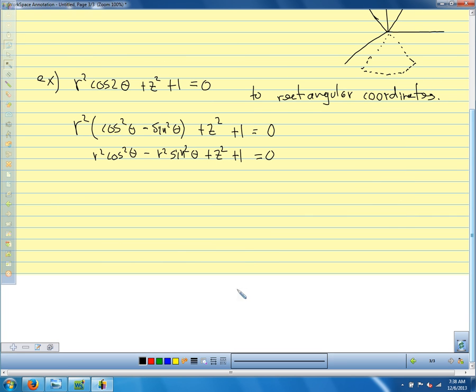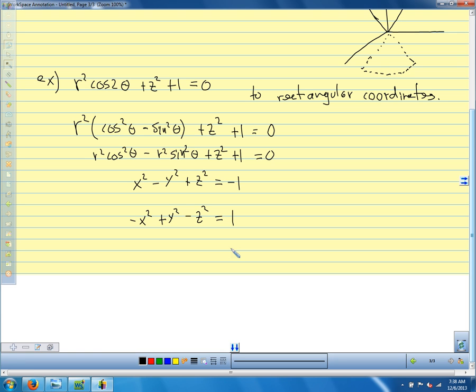This is starting to look nice. r squared cosine squared theta is x squared, minus r squared sine squared theta is y squared, plus z squared, and I'm going to say that equals negative 1. And then our standard form has a positive number on this side, so I would write minus x squared plus y squared minus z squared equals 1.